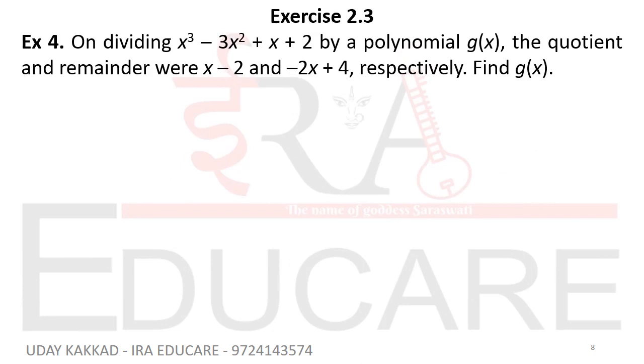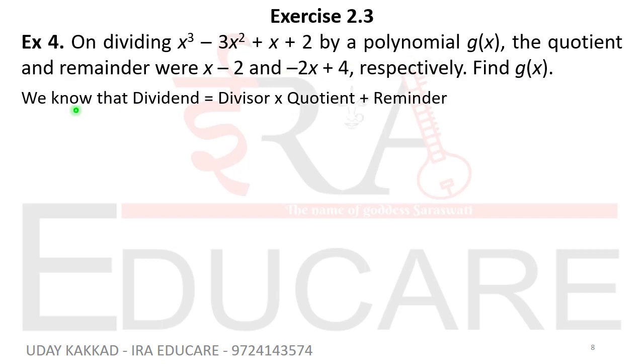Now the next topic is on dividing x cube minus 3x square plus x plus 2 by a polynomial g of x. The quotient and remainder were x minus 2 and minus 2x plus 4 respectively. Find the g of x. Okay, so this is simple, we know that a dividend is equal to divisor multiplied by quotient plus remainder. That you know from chapter number 1, right? Now dividend is your p of x, divisor is your g of x, quotient is q of x, and remainder is r of x. So you want to find the divisor, right?